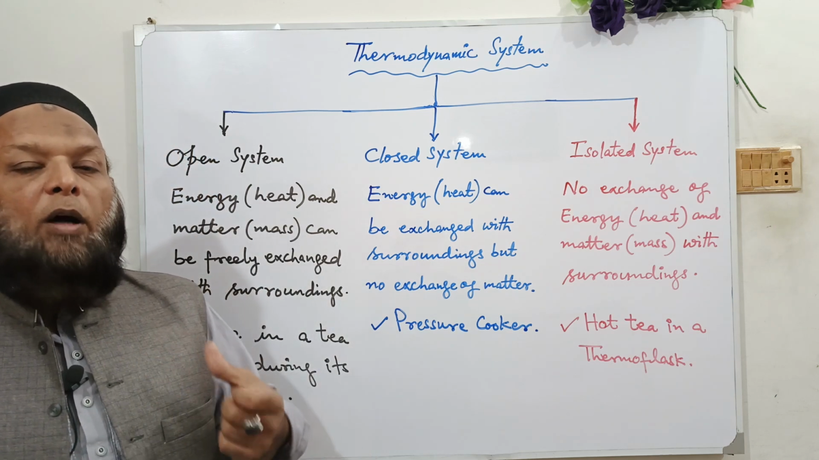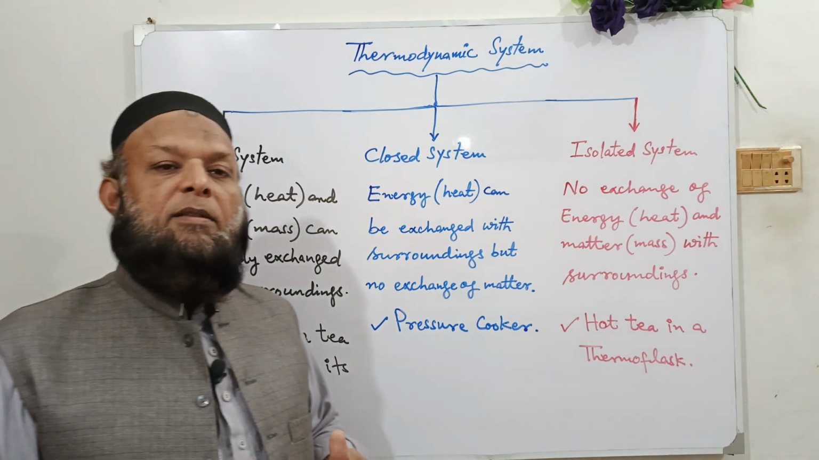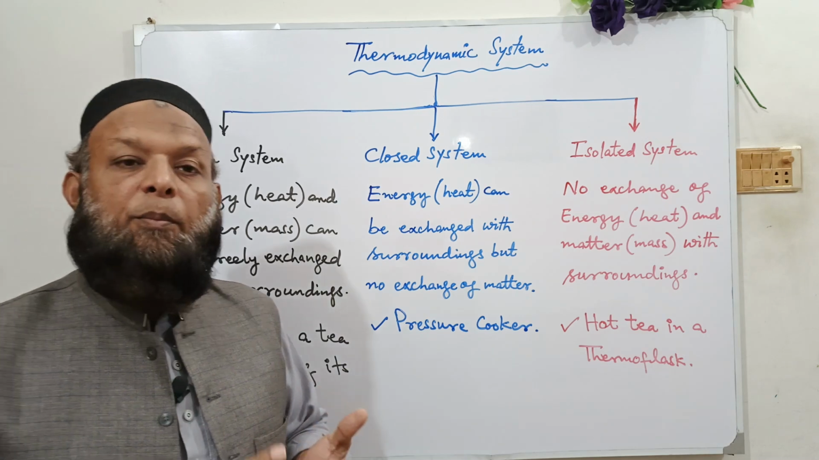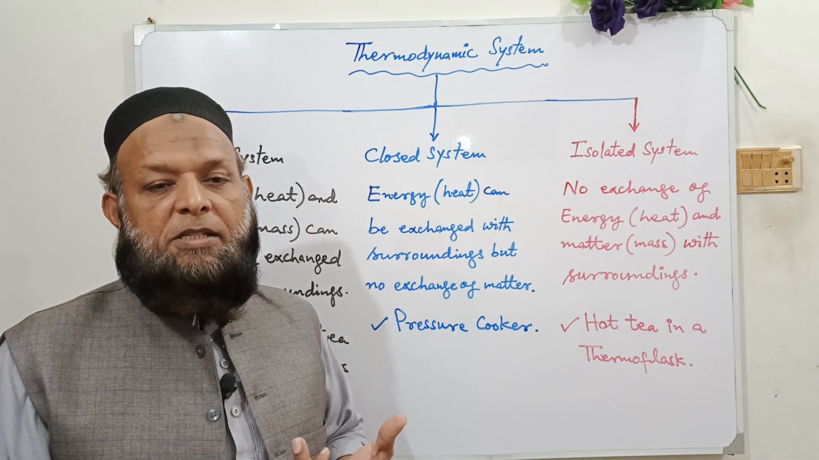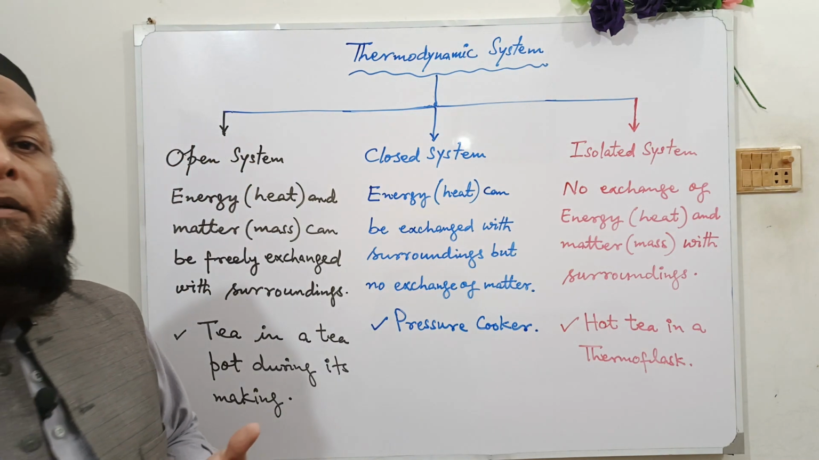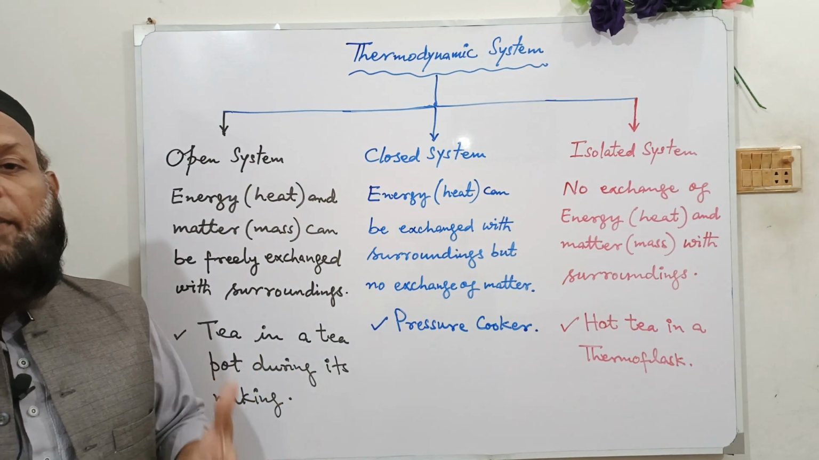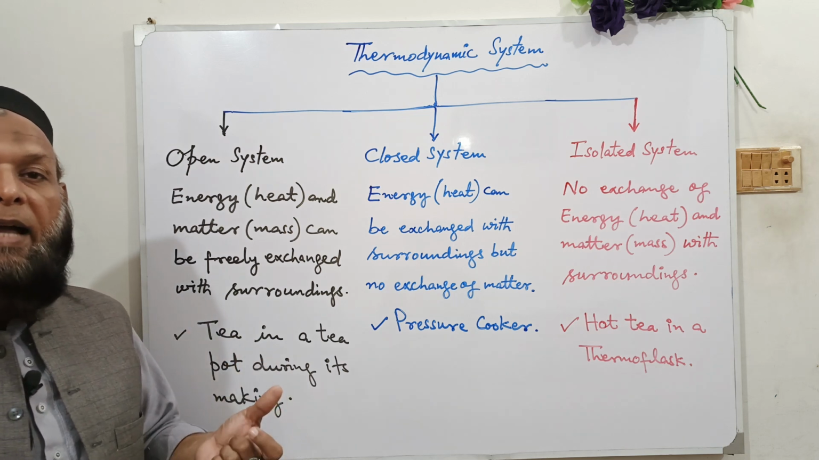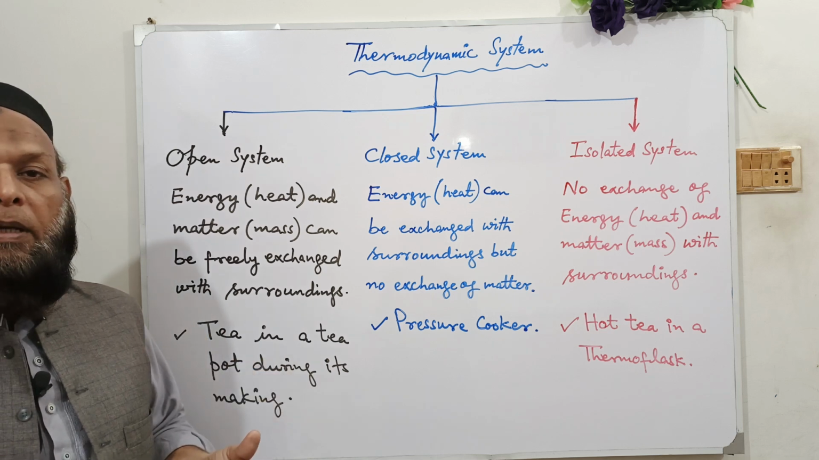Now, what is an open system? Open system is the one in which both matter or mass and energy in the form of heat can be exchanged with the surroundings. For example, when we are making tea, then during its making we can see that both energy and matter can be transferred.